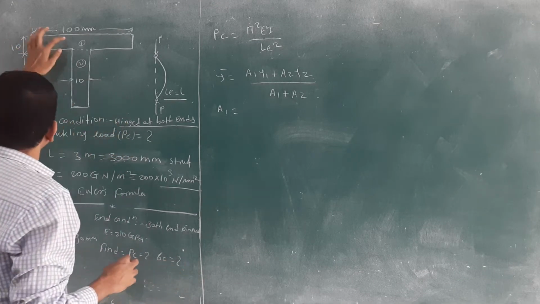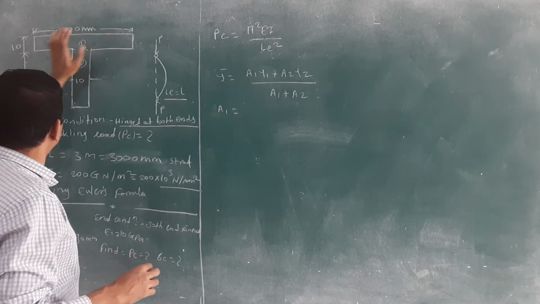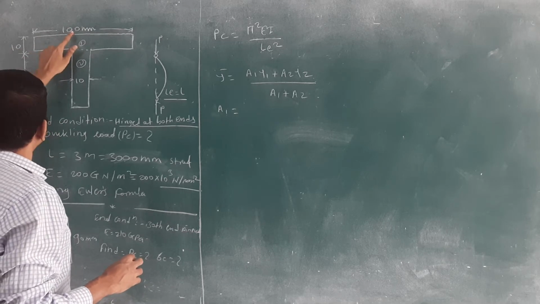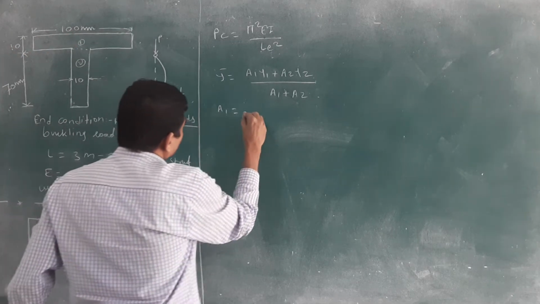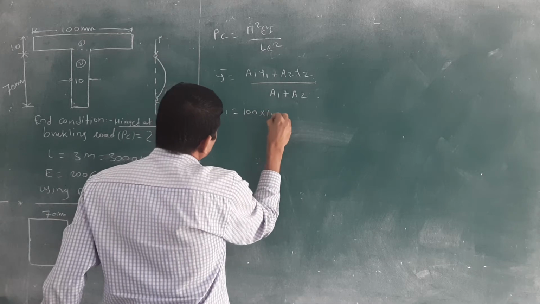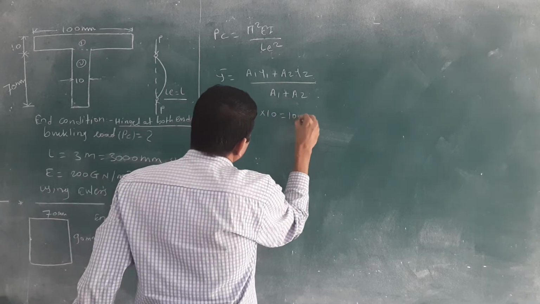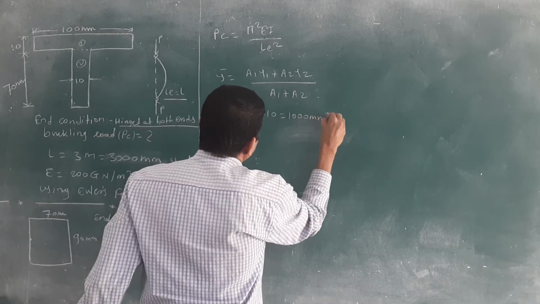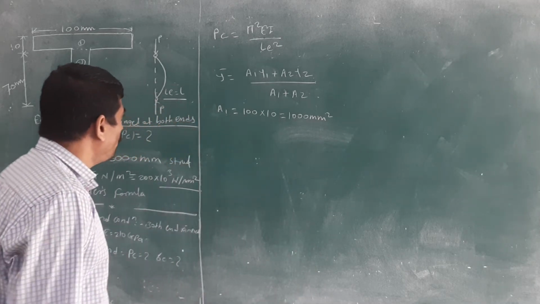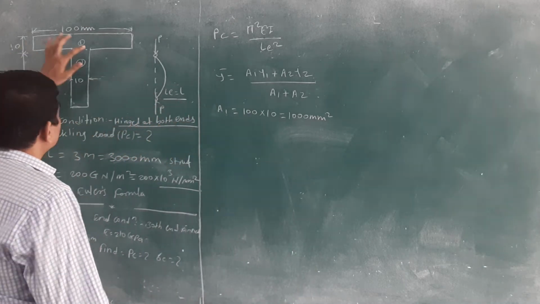A1, we consider this the first part. Flange is the first part. A1 is 100 into 10. What is the area of that? 100 into 10, you will get 1000. Right? What is the unit? Mm square. 1000.